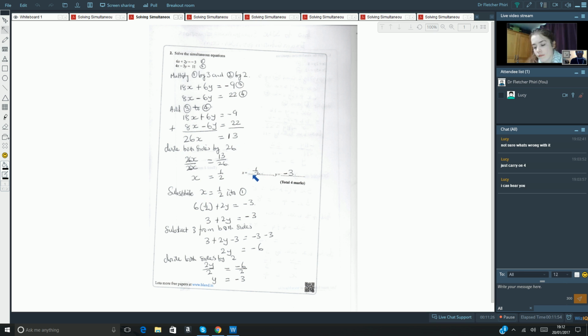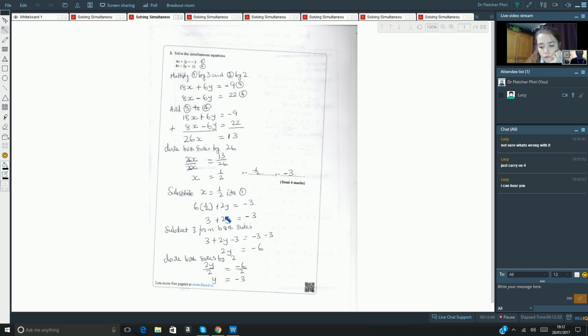And then I'm going to substitute x is equal to half, which I've actually found, into equation number 1. I could have actually substituted into equation 2. It doesn't matter, as long as I've substituted in the original equations, not these equations that I have changed. So if I'm going to substitute x is equal to half, then it means I have 6 times x, which is half, plus 2y, which is this one here, is equal to minus 3. 6 times half is going to give me 3, and then plus 2y is equal to minus 3.